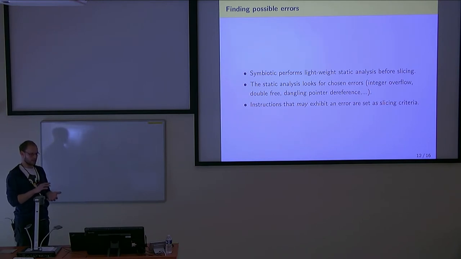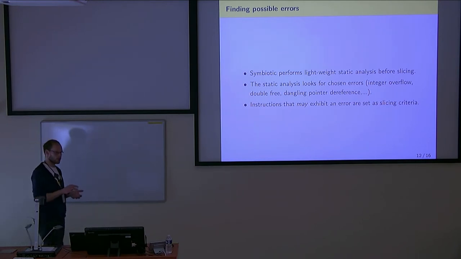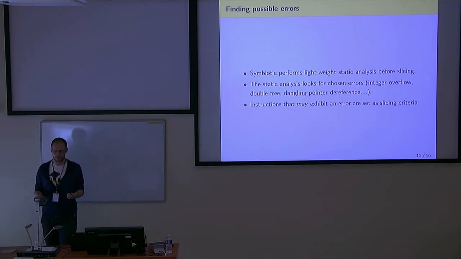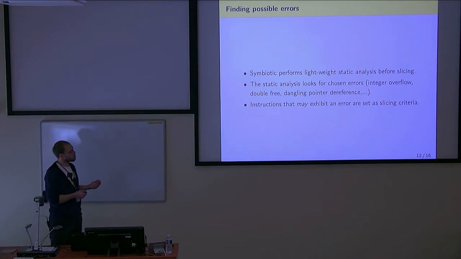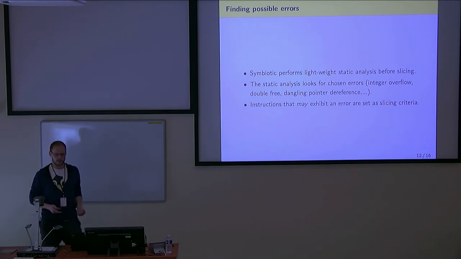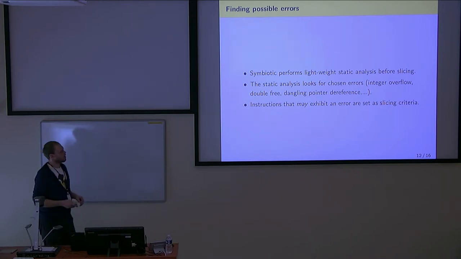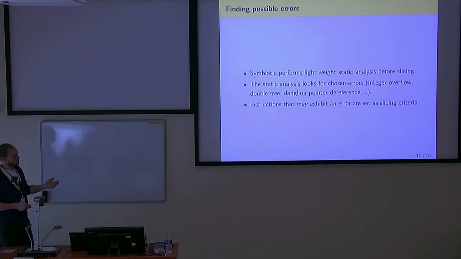One type is the safe instructions that cannot lead to the error that we are interested in, and the other that may possibly exhibit the error. Well, this is over approximation, so it is possible that the instructions that just may exhibit the error are actually safe during runtime. But we do not know, so we take them as potentially unsafe, and we set them as slicing criteria. And now we know which instructions are interesting for us with respect to the error we are looking for, and can slice with respect to these instructions.